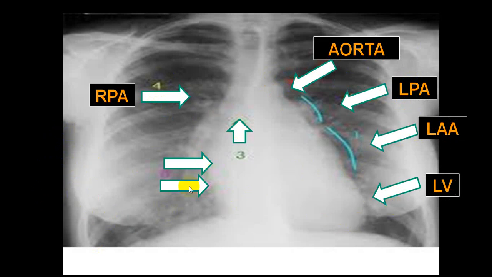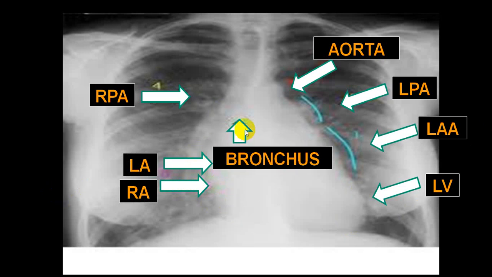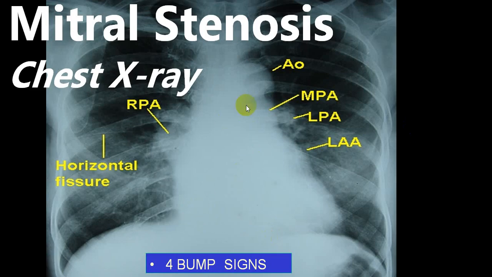And on this side, you see two arrows showing one haziness which is inside the other. So this is LA and this is RA. So this is called a double atrial shadow, LA and RA. And this is the bronchus. And see, there is a mark. This is the carina. This is called the carina angle, and that is broadened out because of a big LA. So these are some of the findings which you can easily identify.